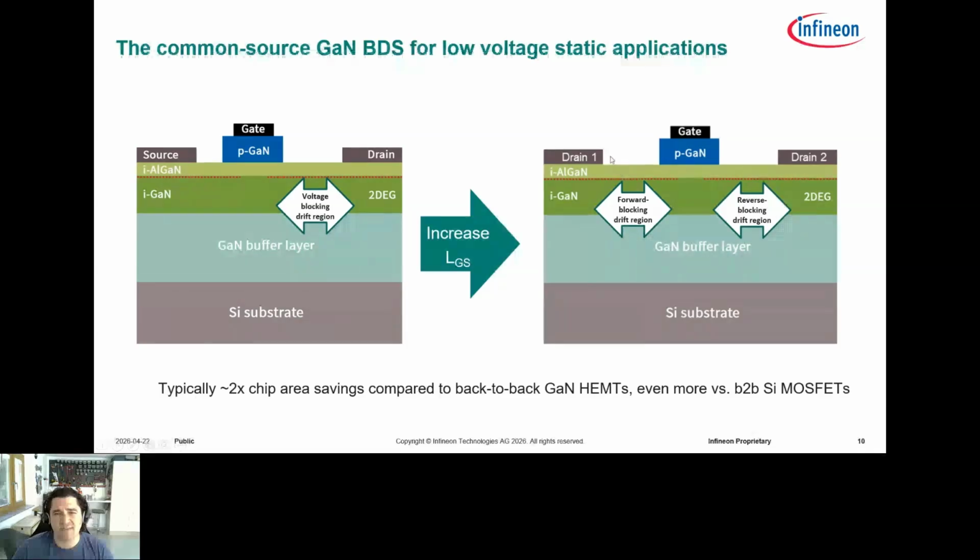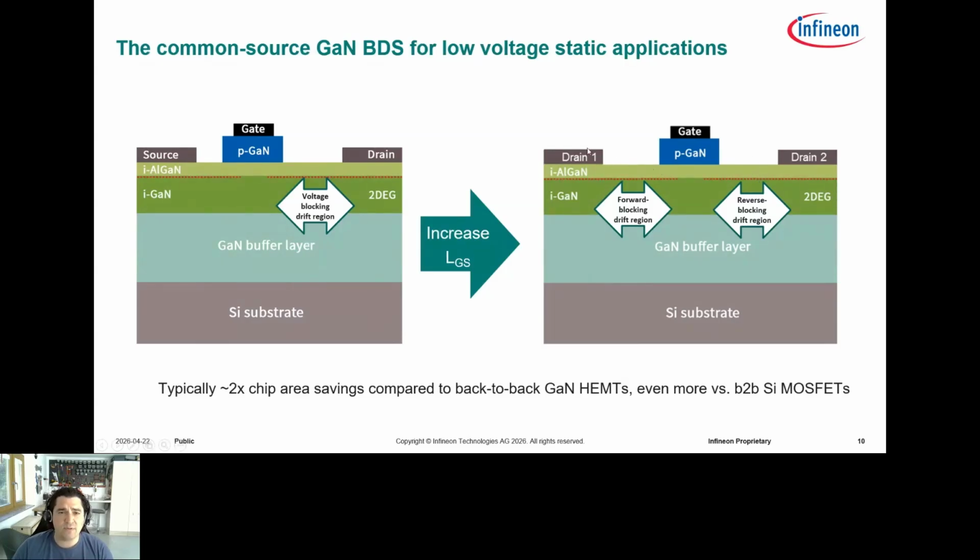the word source doesn't have any meaning because drain 1 and drain 2, or the two terminals, are symmetric. The gate is right in the middle. You have the same distance to block that 100 volts on the left side as you have to block 100 volts on the right side.